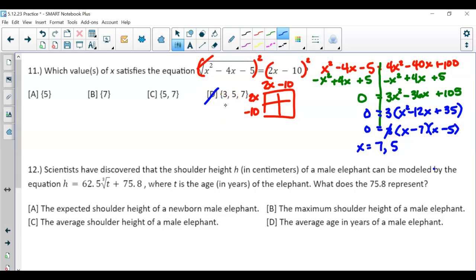But then remember to check for extraneous solutions. Go back to the original equation. So 2x minus 10, because remember, it can't equal a negative. So 2 times 7 minus 10. Well, that gives you 4, so 7 is good. And 2 times 5 minus 10.